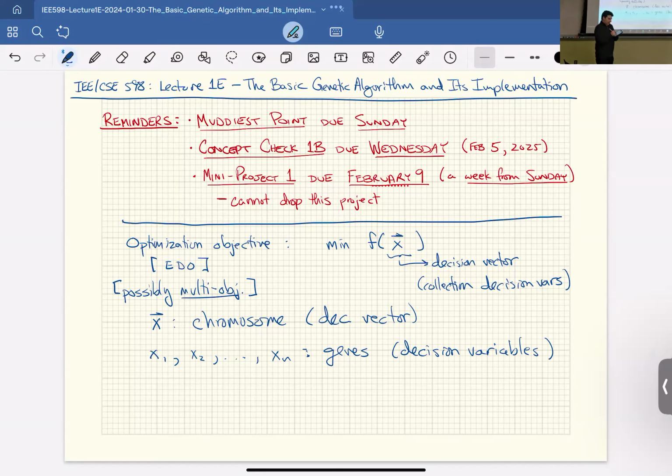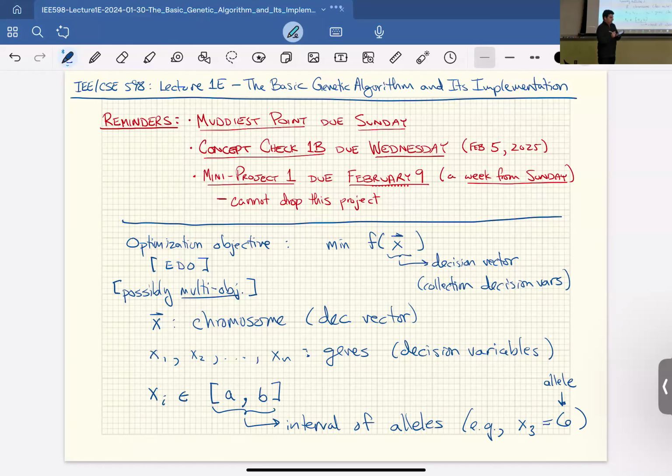So if I say that xi comes from the span from A to B, then this whole interval is an interval of alleles. So one allele might be that x3 is equal to 6. Well, that is the allele. And so that's the language we have to cast this into this genetic approach.